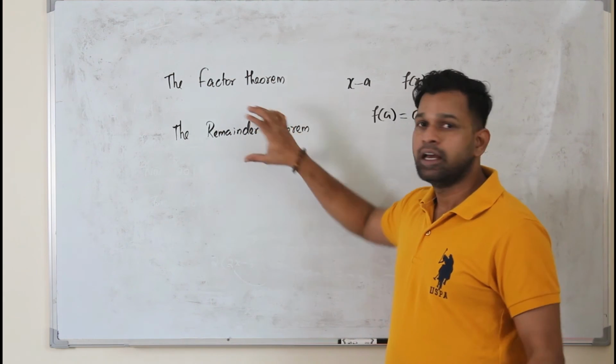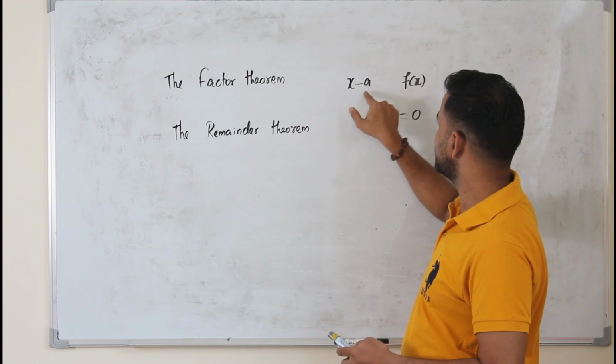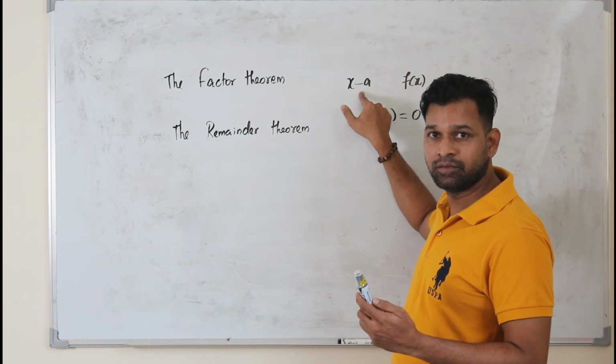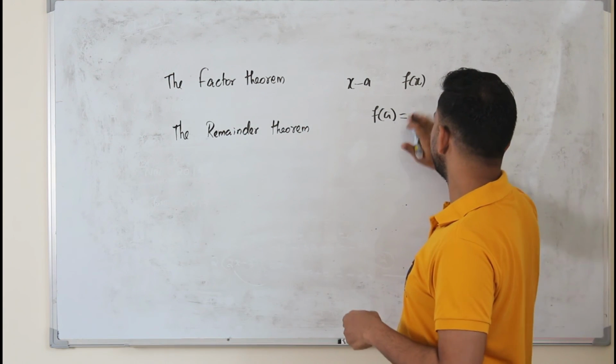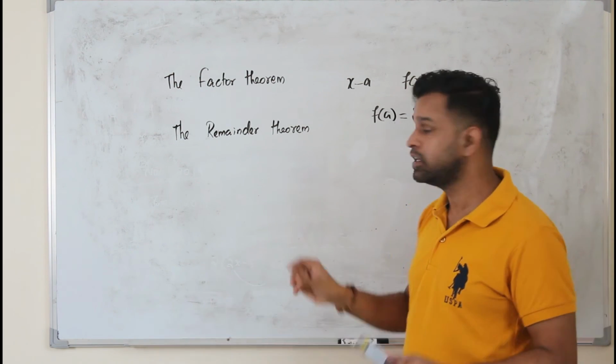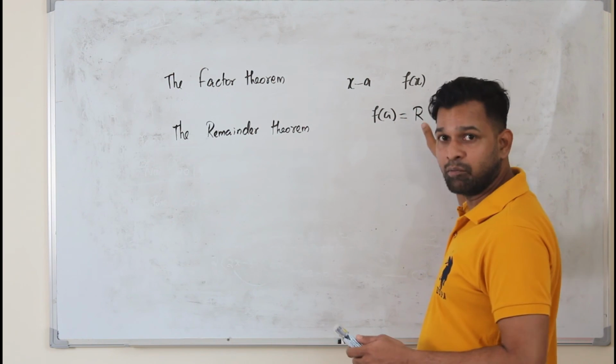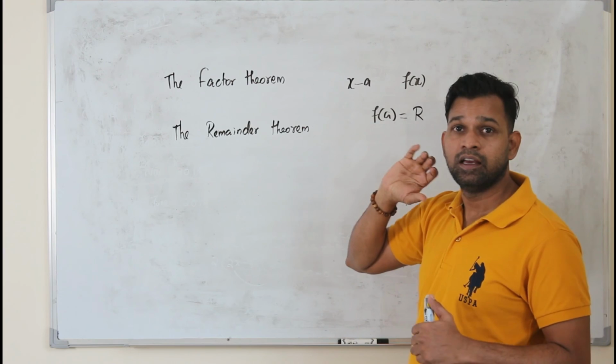And then the remainder theorem. The remainder theorem says when f of x is divided by x minus a, the remainder will be f of a. It may or may not be 0. But when you replace x by a, you will get a real number here. The real number will be the remainder.